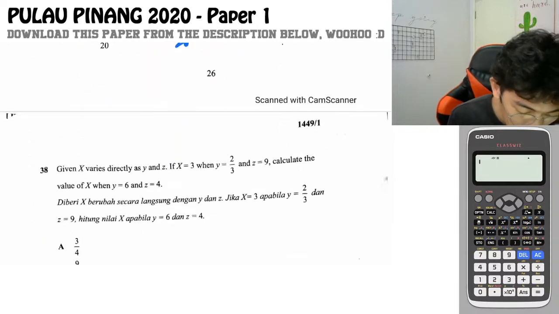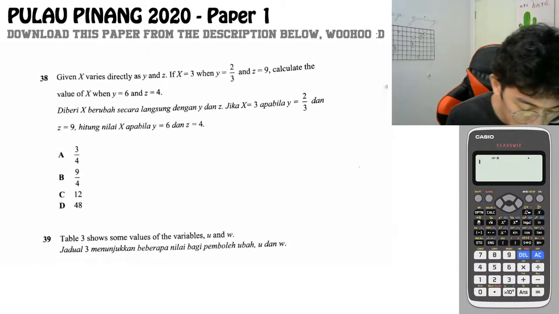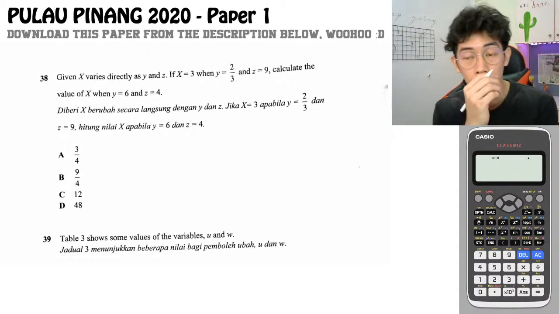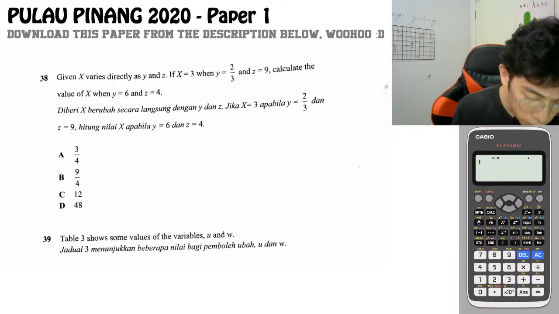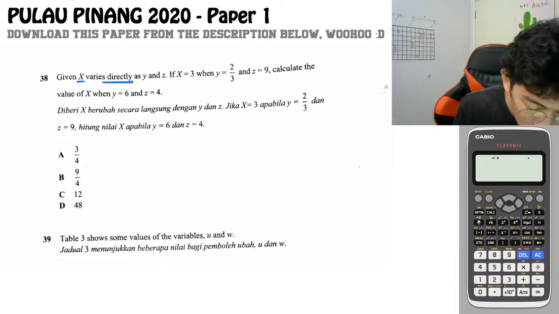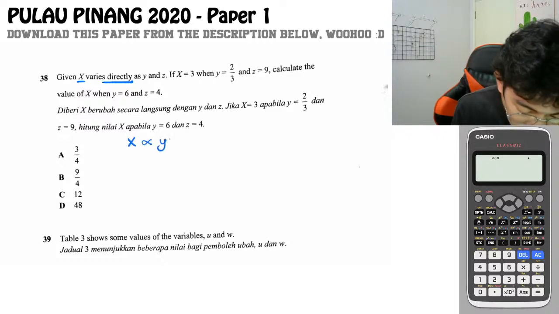Okay, so number 38. Wow, variation. I have a full video on it, I'll put the link there. You can refer to it. X varies directly, so you straight away write X, Y, Z.